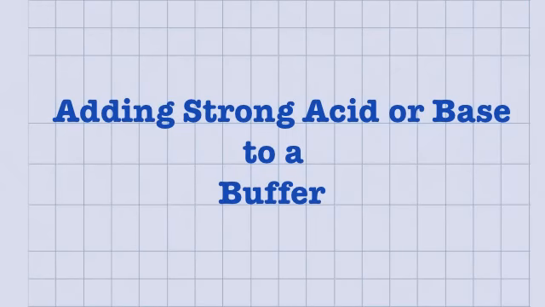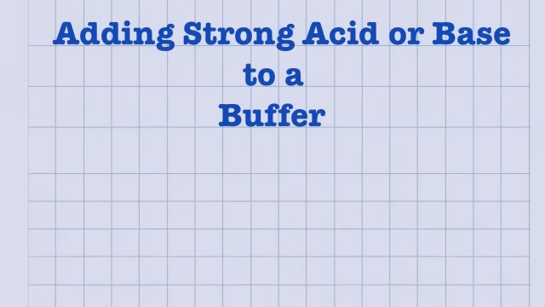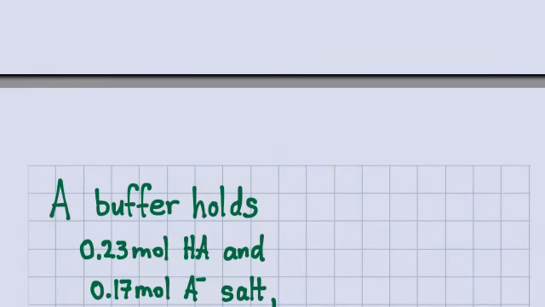Now, what's the purpose of a buffer? Oh yeah, it's to prevent the pH from changing too much when maybe random or stray acid or base enter into the mixture. So let's do a little calculation on what that would look like. How does the pH change if I add an acid or a base to a buffer?